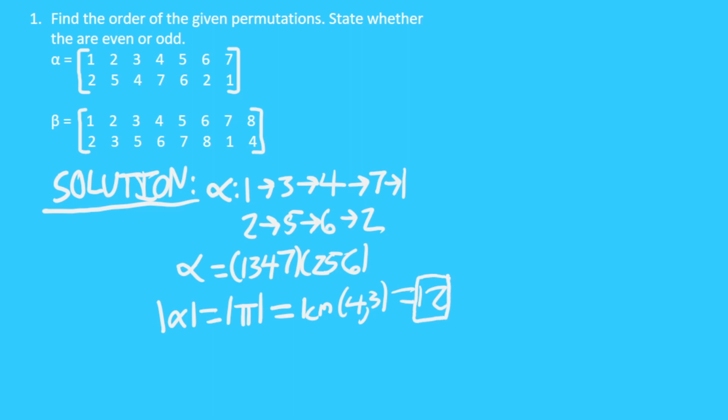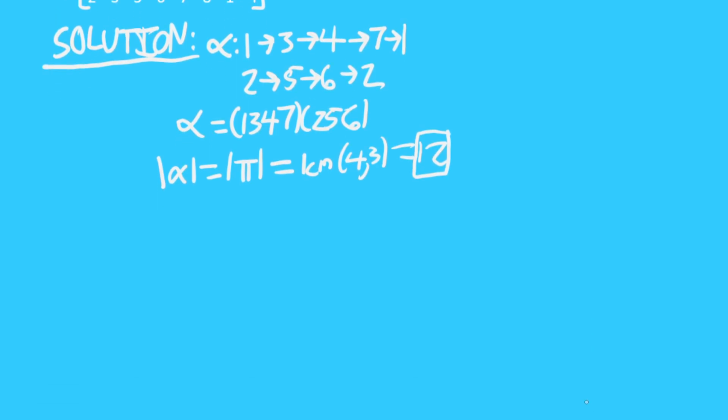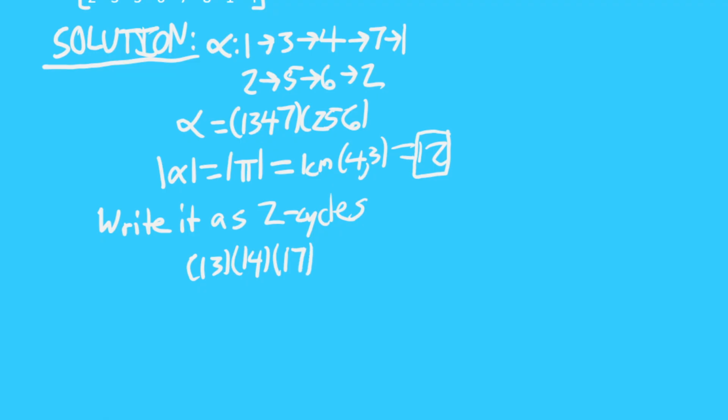Now let's see if we can figure out if this permutation is even or odd. So we need to write it as 2 cycles. Well, for our first permutation, we will have 1, 3, 1, 4, and 1, 7. Then for our second one, we will have 2, 5, and 2, 6. So this is 5, 2 cycles. So alpha is odd.